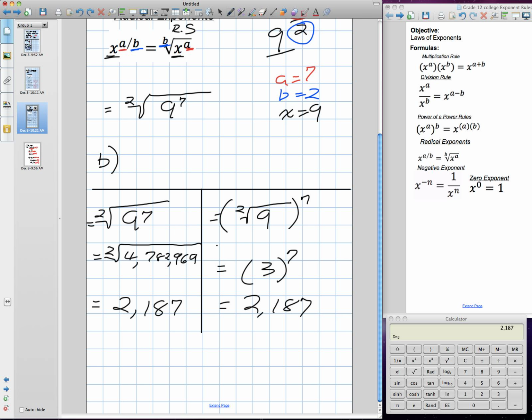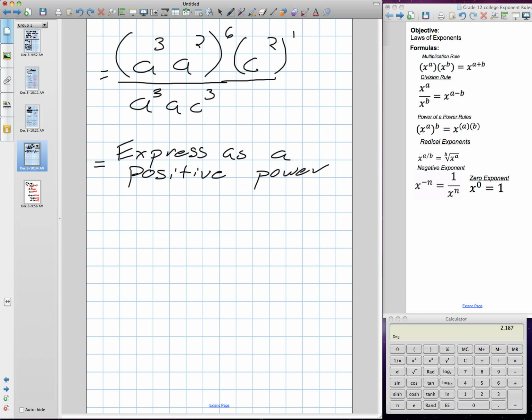Okay, here's our fourth example. This is a simplifying question. What's important is the question states to express as a positive power. So I don't want you to evaluate. Okay, express as a positive power. So there's no evaluating this.